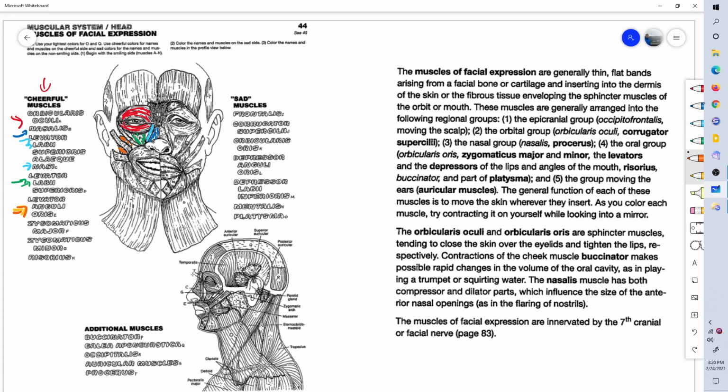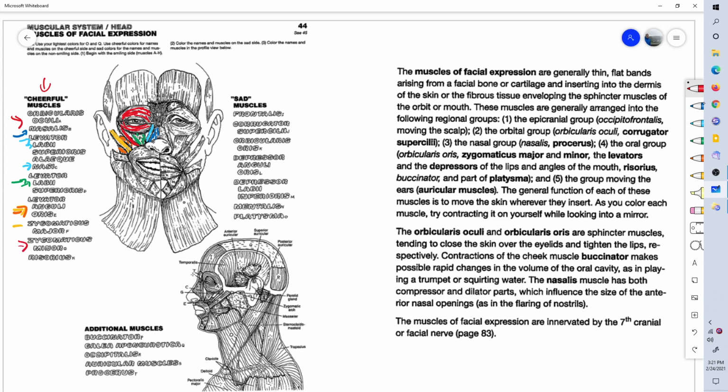Next, the zygomaticus major is this muscle extending from the zygomatic arch to the lateral corner of the mouth and pulling it also up and outward. The zygomaticus minor muscle is above, also from the zygomatic arch, and elevating the mouth on that side as well.